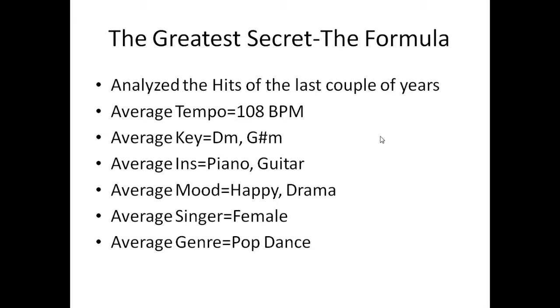Now, we've analyzed the hits of the last couple of years. So in the past 2 years, we looked at the Billboard top charts. Now, there's more categories we could have gone through to find out a universal appeal to the mass, but what we did was just break it down into 6 areas that you could focus on to make a hit song. So the average tempo that we found for the formula, the average tempo was 108 BPM.